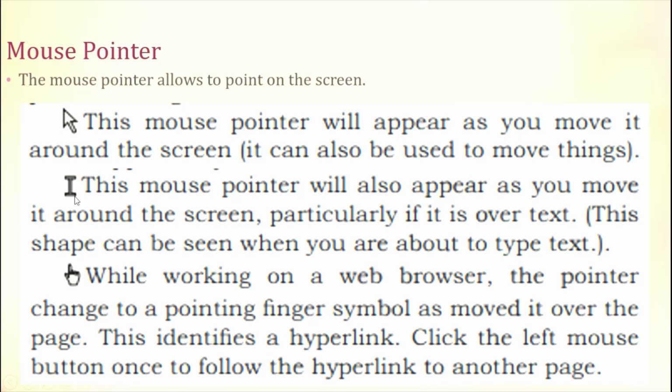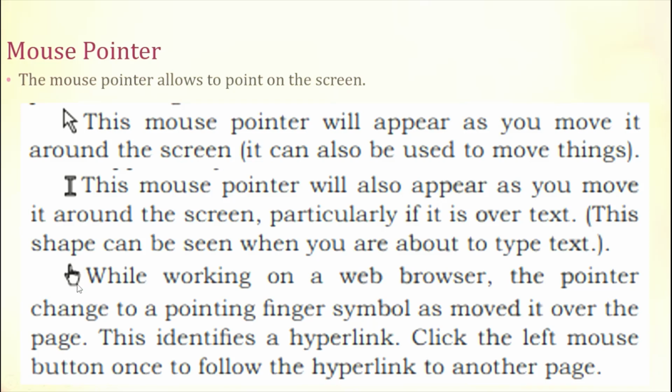This is another sign of the mouse pointer. This mouse pointer will also appear as you move it around the screen, particularly if it is over text. This shape can be seen when you are about to type text.